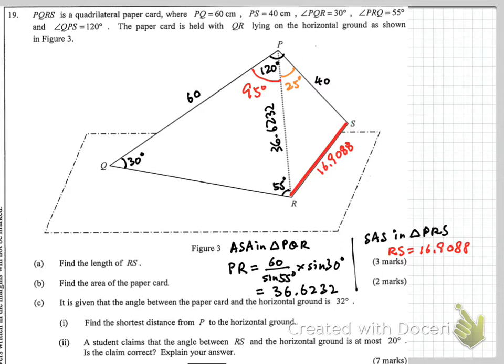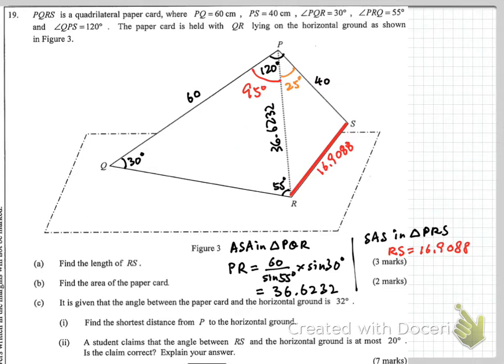The plan is to get the red 95 and the 25 degrees, and then we can use the ASA sine formula in PQR to get the length of PR, the dotted line. With PR, we shift to the triangle on the right. We use triangle PRS to invoke the SAS cosine formula to get the length of RS. This is it. And then for the area of the paper card, you can consider the two triangles separately.